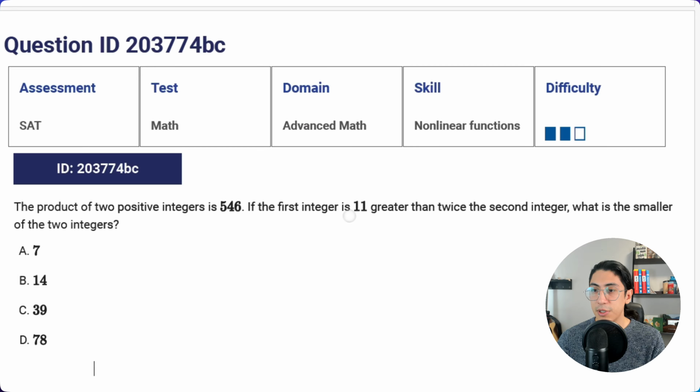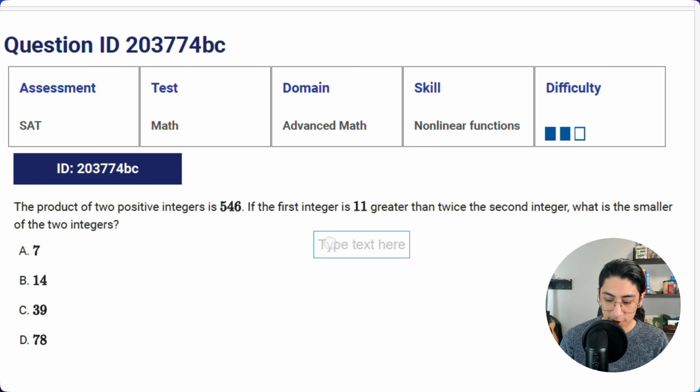If the first integer is 11 greater than twice the second integer, what is the smaller of the two integers? So this is something we saw in the linear problem section. There's going to be a lot of word problems that use the same exact wording here. So we have 11 greater than twice the second integer. So let's just talk about what that means.